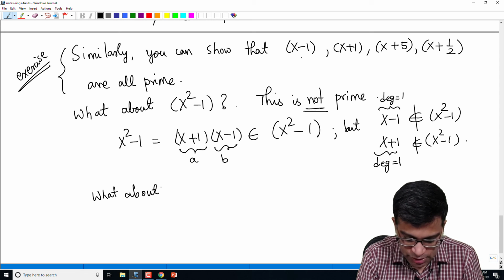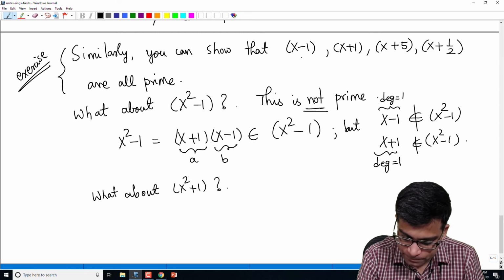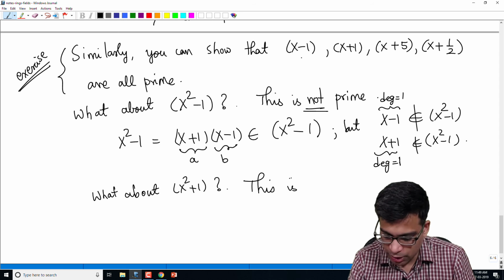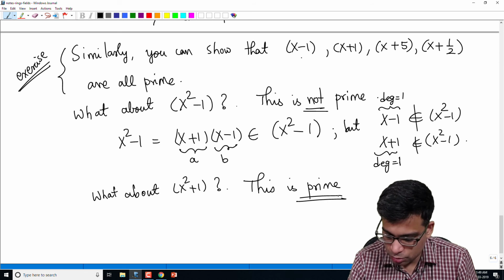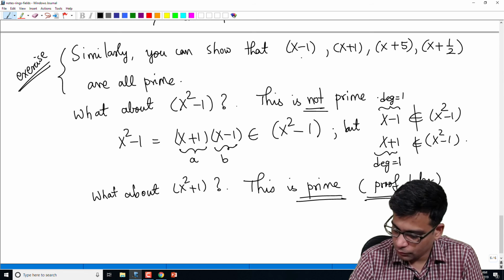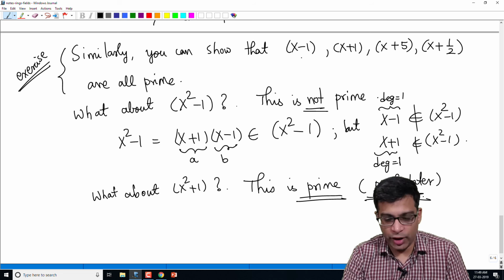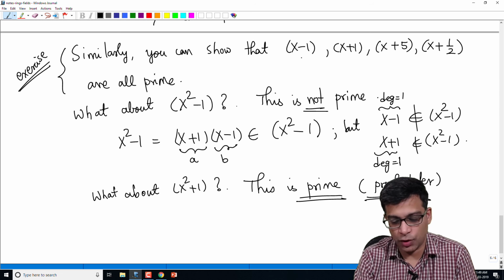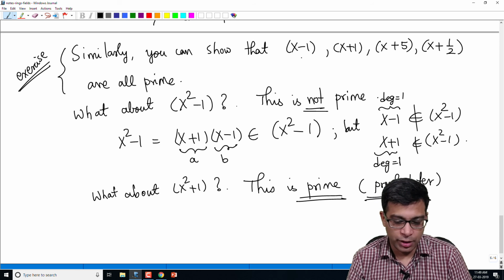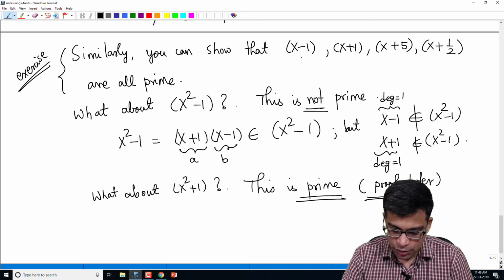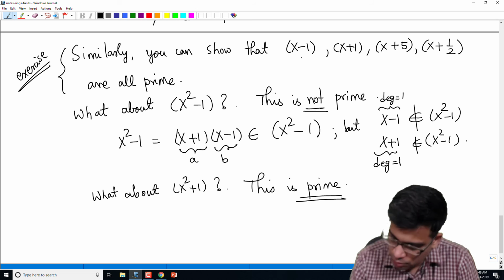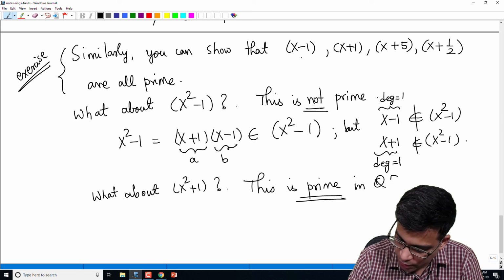In the same ring Qx, what about x squared plus 1? Okay, this is prime. I will not prove this for now. I will prove this later. But the quick reason is that you can't factor x squared plus 1 in the way that you could factor x squared minus 1, so it becomes prime. So to complete this circle of ideas, I should really say this is prime in Qx.